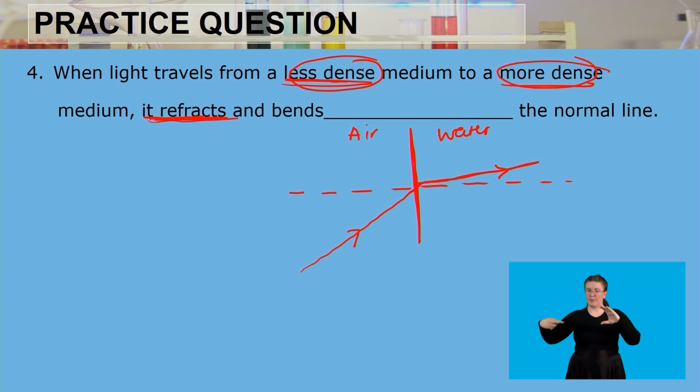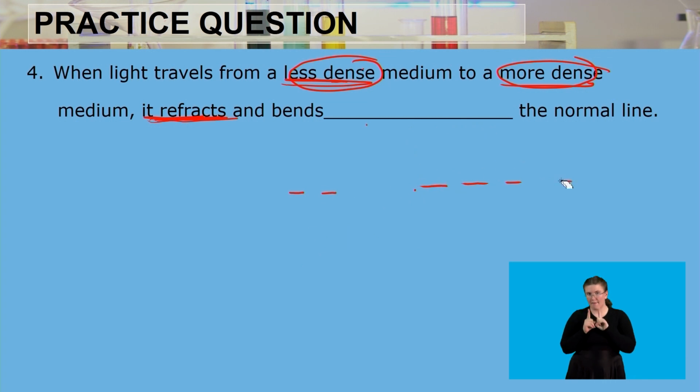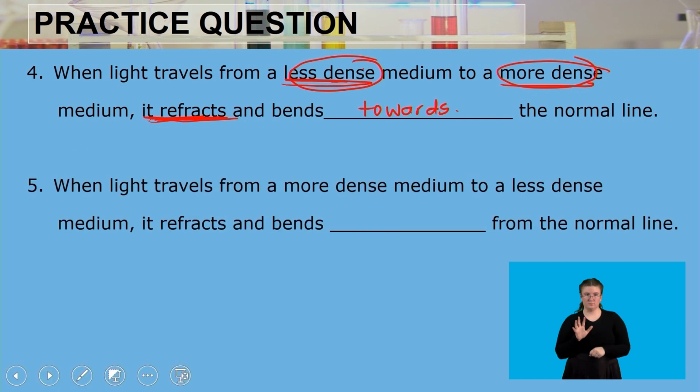So therefore, the answer to this question is: when light travels from a less dense medium to a more dense medium, it refracts and bends towards the normal. Towards the normal line. Then question 5.